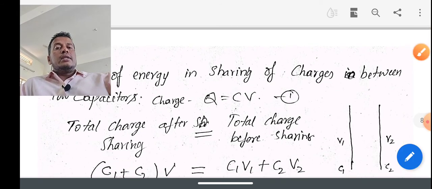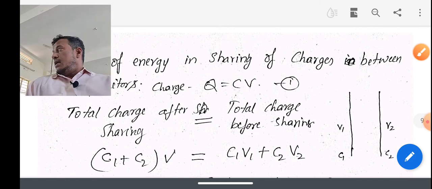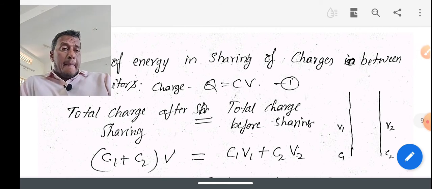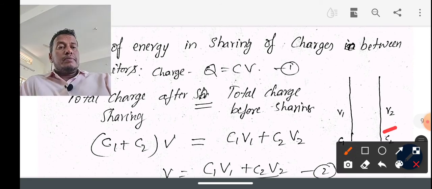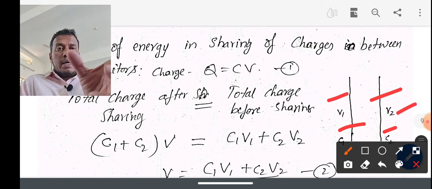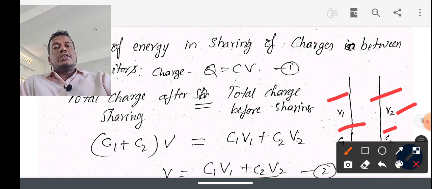So, we know that there are two capacitors C1 and C2, maintained at potential differences V1 and V2. As you know, the standard equation, the charge over a capacitor is given by Q is equal to CV.